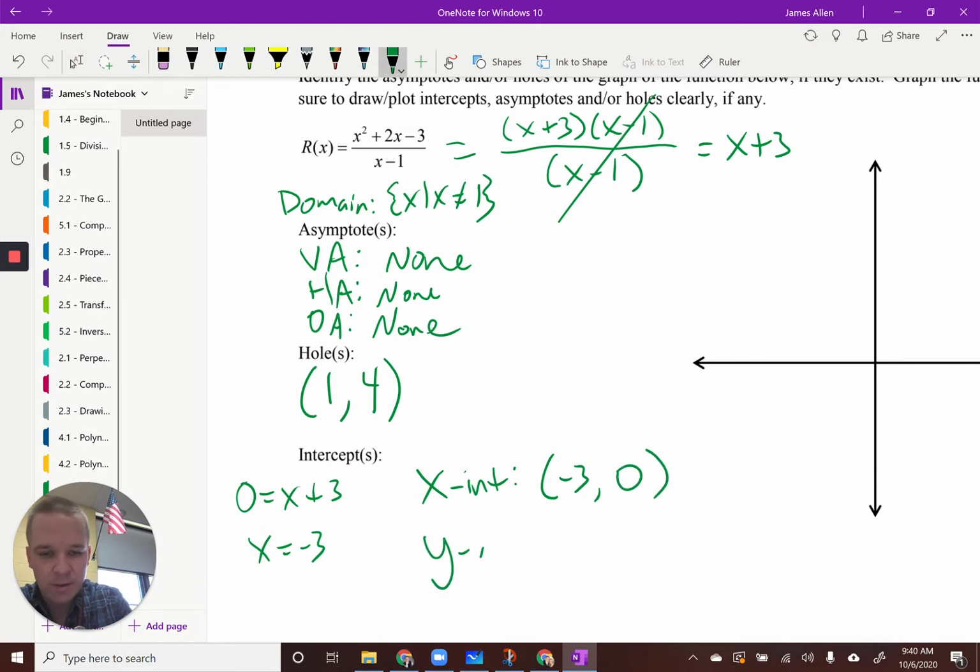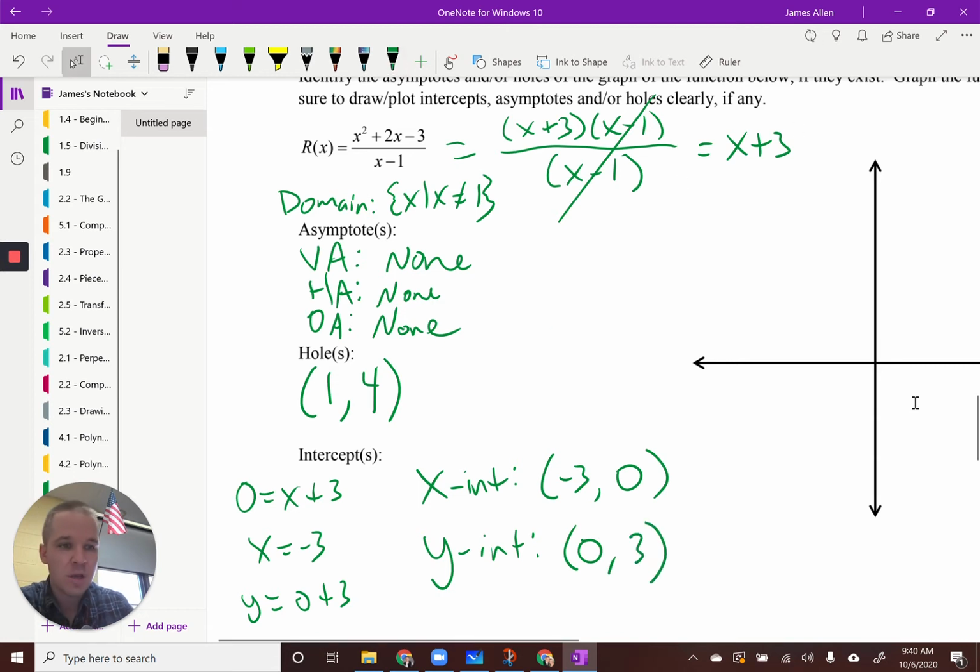And how about my y-intercept? Well, for my y-intercept, I substitute 0 in for x. So I'd have y equals 0 plus 3. So that would be 0 comma 3. Right? Because on my y-axis, my x value is 0. Wonderful. Fantastic. Excellent. So I've got some great stuff here about this graph.